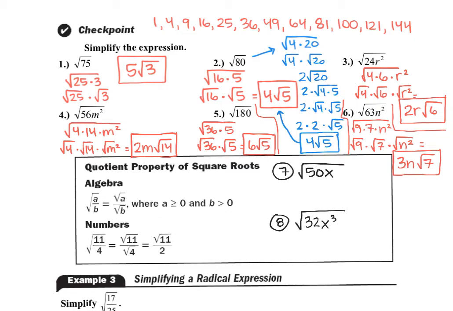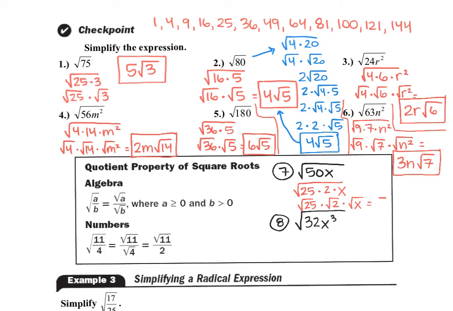So number 7, we have the square root of 50x. Well, we first look at 50 and we know that that could be written as 25 times 2, and then we have times x. So this would be the square root of 25 times the square root of 2 times the square root of x.